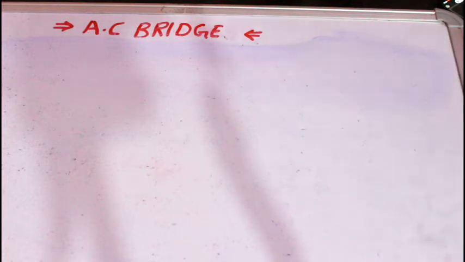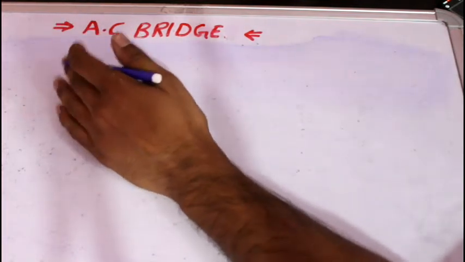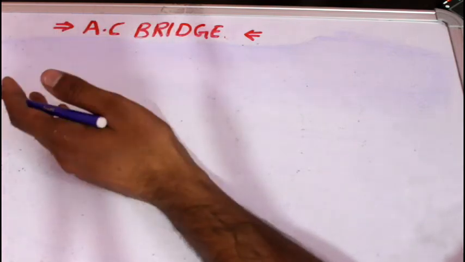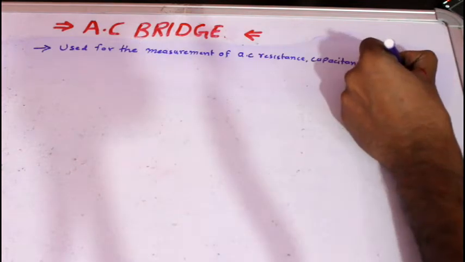Hello friends, in this video we will discuss the AC bridge. So let's start with the topic. They are the most popular, prominent and accurate instruments used for the measurement of AC resistance, capacitance and inductance.